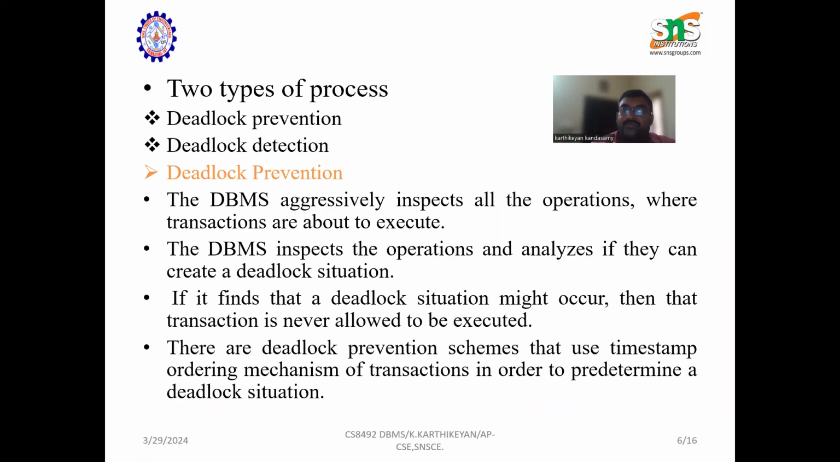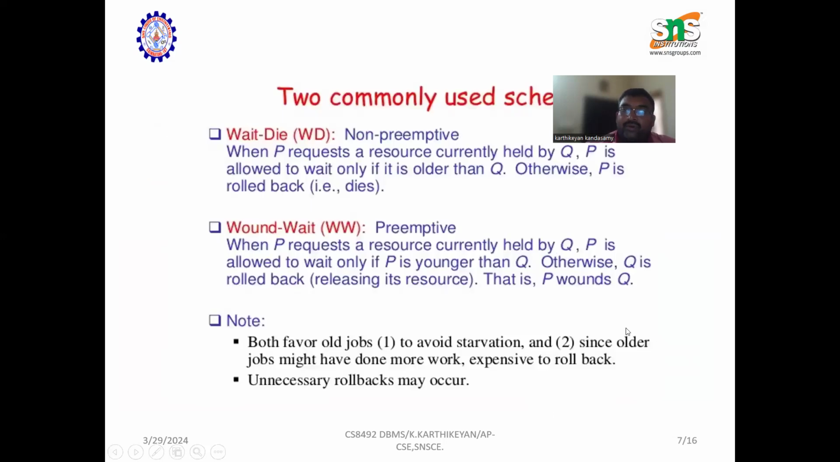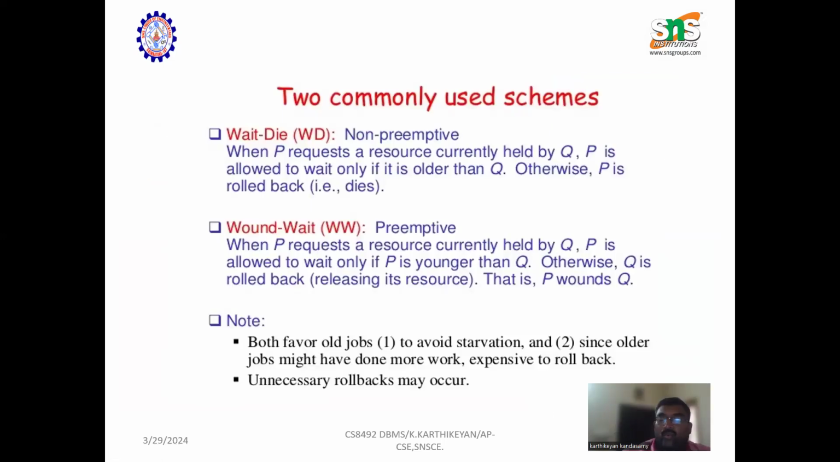In deadlock prevention, the DBMS carefully inspects all operations which transactions are about to execute. The DBMS inspects the operations and analyzes whether they can create a deadlock situation. If it finds that a deadlock situation might occur, then that transaction is never allowed to be executed. There are deadlock prevention schemes that use a timestamp ordering mechanism of transactions in order to predetermine deadlock situations. Two commonly used schemes are wait-die and wound-wait. The first one is non-preemptive, and the second one is preemptive.